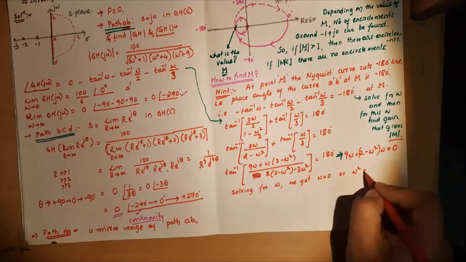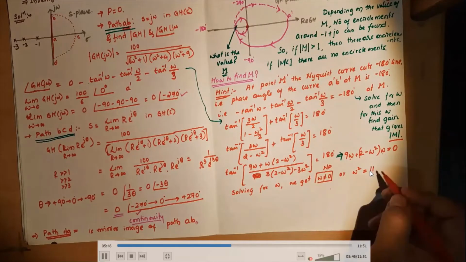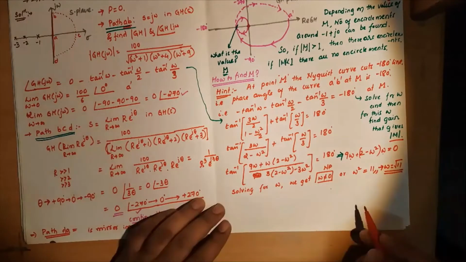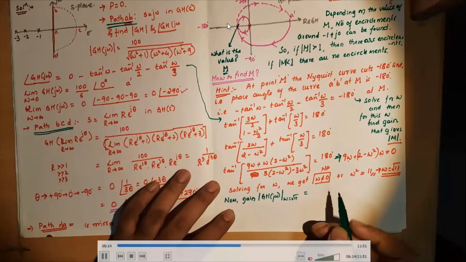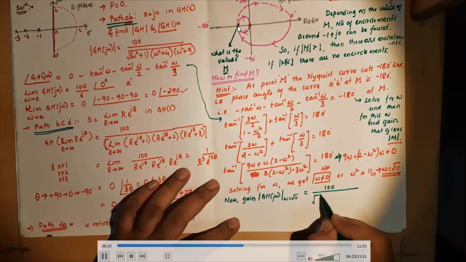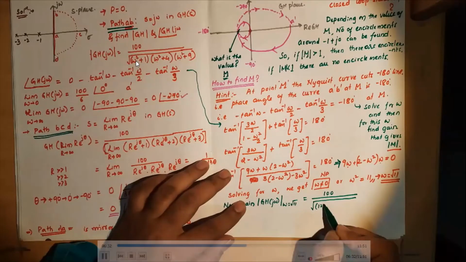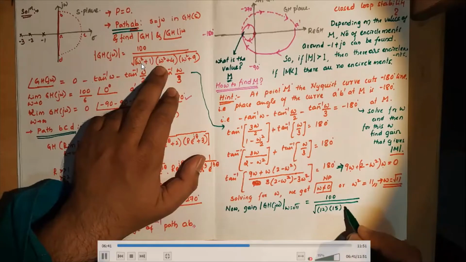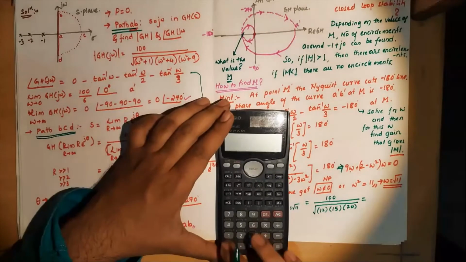The other solution: simplify this, and you will get omega square equal to 11, since 9 plus 2 is 11. So the second one is possible, the first one is not possible. Omega equals square root of 11 radians per second, or roughly 3.33 radians per second. Now let me calculate the gain. The gain equation is here. Directly substitute square root of 11 and calculate the gain.